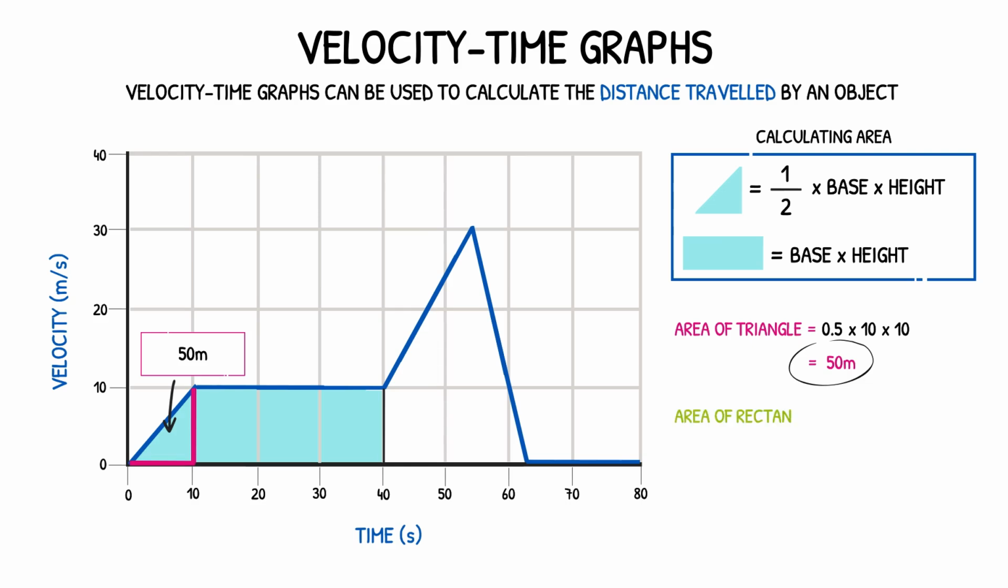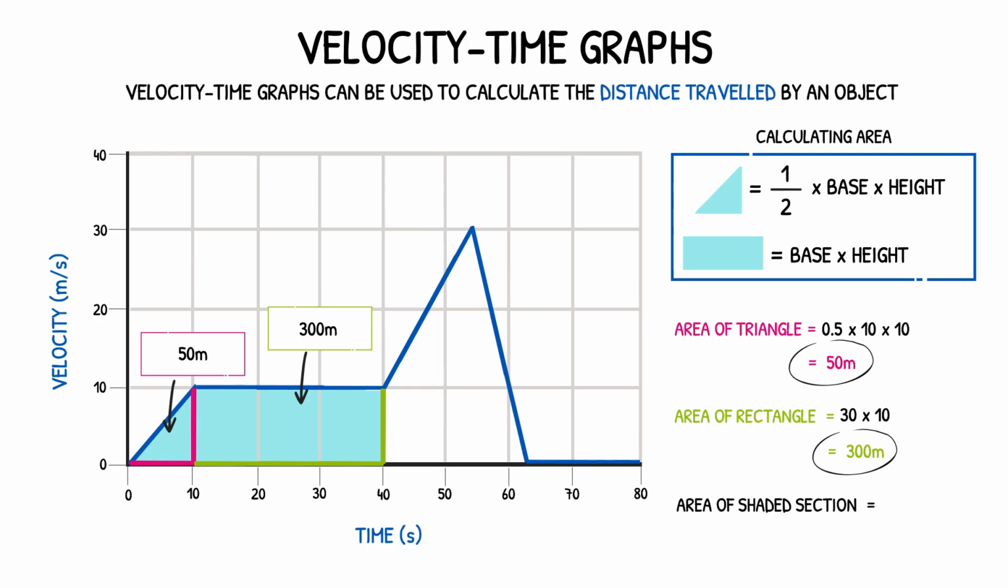And the area of our rectangle is equal to its base, which is equal to 30, multiplied by its height, which is equal to 10. This calculation gives us a total of 300 meters. Finally, we add these two values together to find the total area of this shaded region. 300 plus 50 is equal to 350. The distance travelled during the shaded region of this velocity time graph is equal to 350 meters.